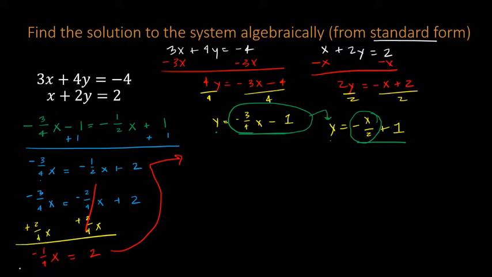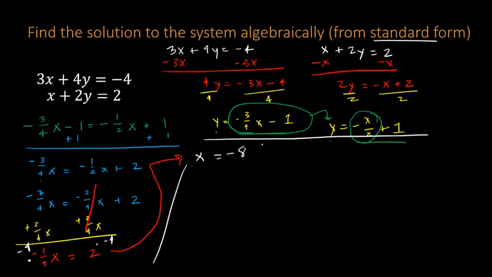The last thing I'm going to do is multiply both sides of my equation by negative 4. So negative 4 times a negative 1/4 is a positive 1. So that just leaves me with x equals 2 times negative 4 is negative 8. So that's the first part of my solution. Now I'm going to plug in x equals negative 8. Let's kind of rope all this off. So I'm going to plug in x equals negative 8 into one of my equations.